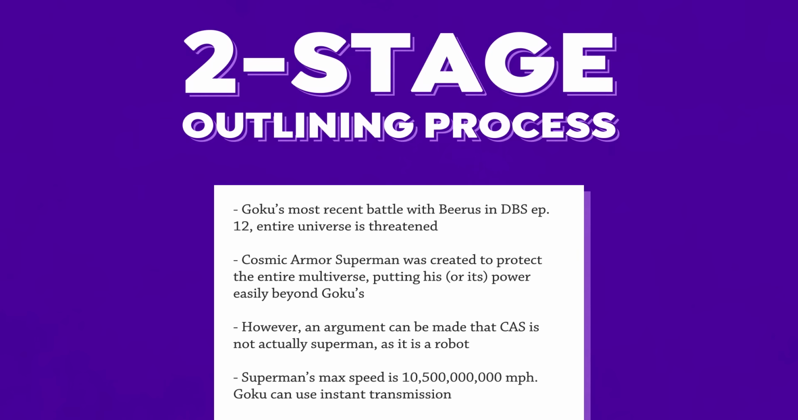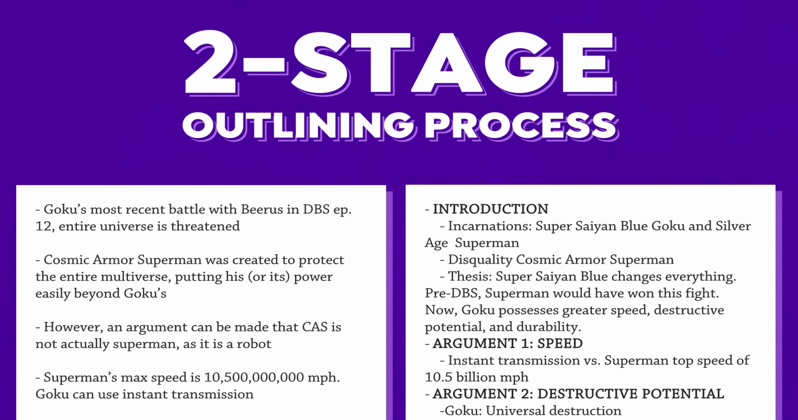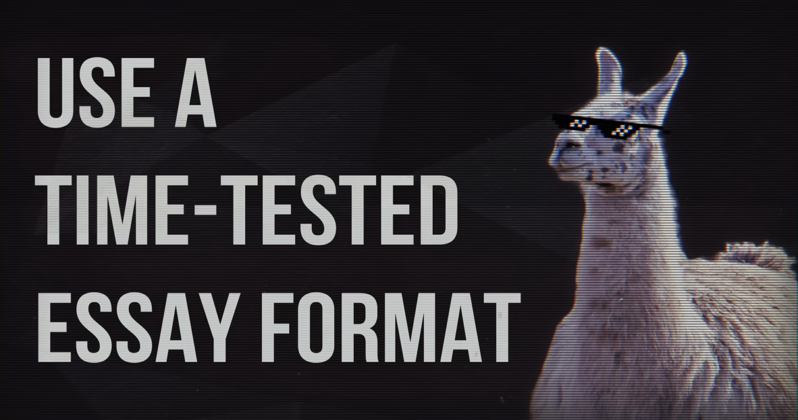Once you've got that done, then it's time to move on to stage 2. And at this point, you're creating a more organized, ordered list of points that represents the flow of your essay. When you have that in hand, you'll find that writing the actual essay itself is much easier.